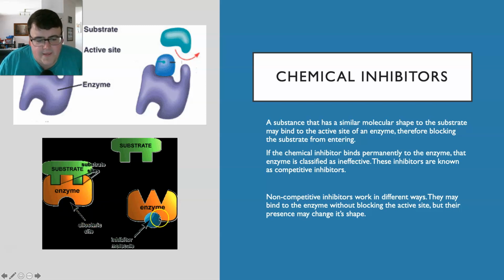Now, when it bonds in there, it changes the shape of the active site. The actual protein itself changes. And now that this enzyme has a different active site, the substrate can no longer fit. So it hasn't blocked up the active site, it's physically changed it. So competitive inhibitors block the active site, non-competitive inhibitors change the shape so the substrate can't fit.